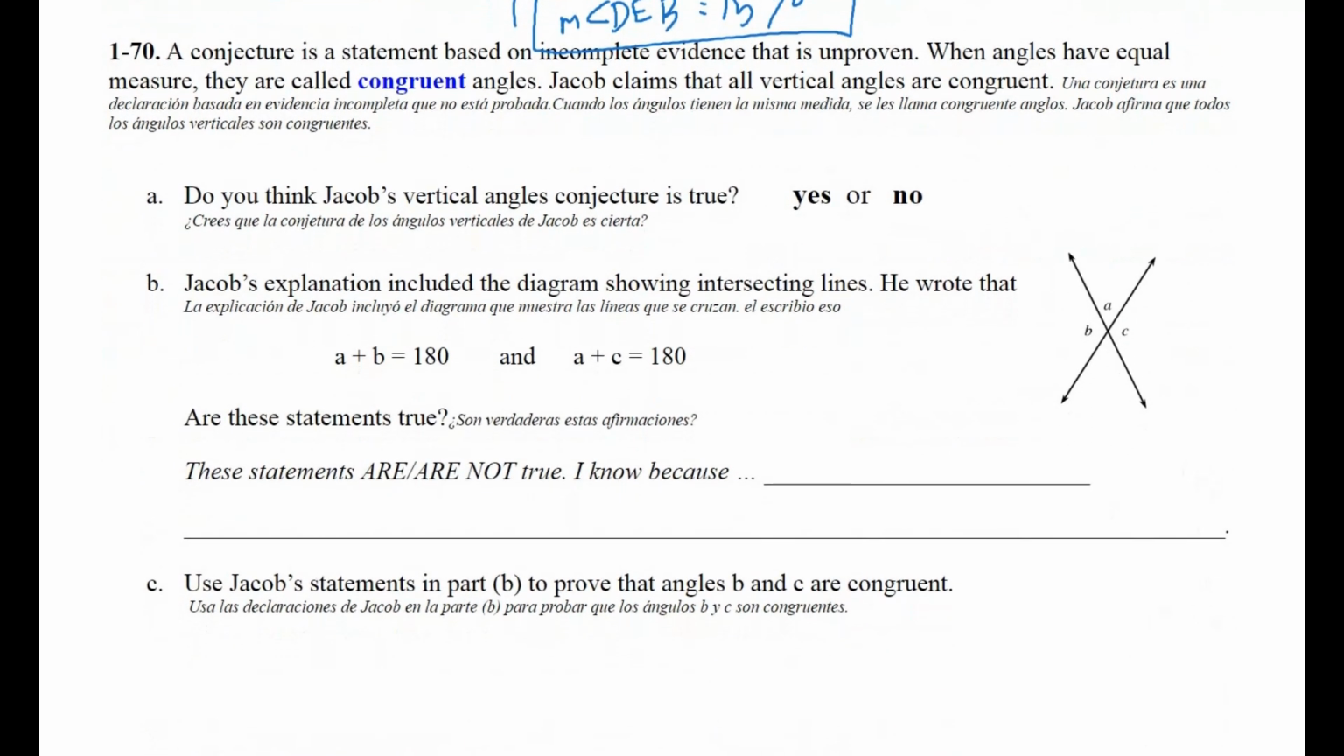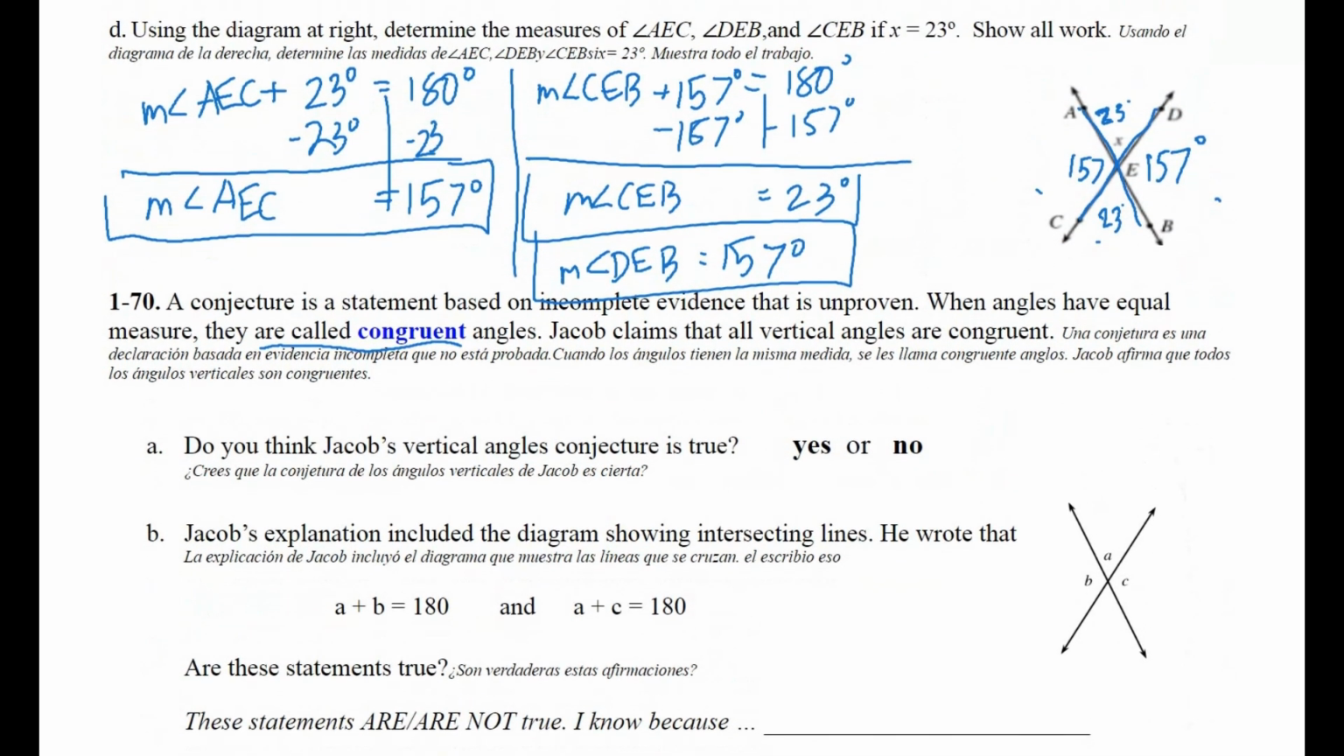Problem 1-70. A conjecture is a statement based on incomplete evidence, which is unproven. When angles have equal measure, they are called congruent angles. Jacob claims that all vertical angles are congruent. Do you think that Jacob's vertical angle conjecture is true? Look, it's true for the previous problem. I'm going to guess that it's always true, but we'll have to prove it.